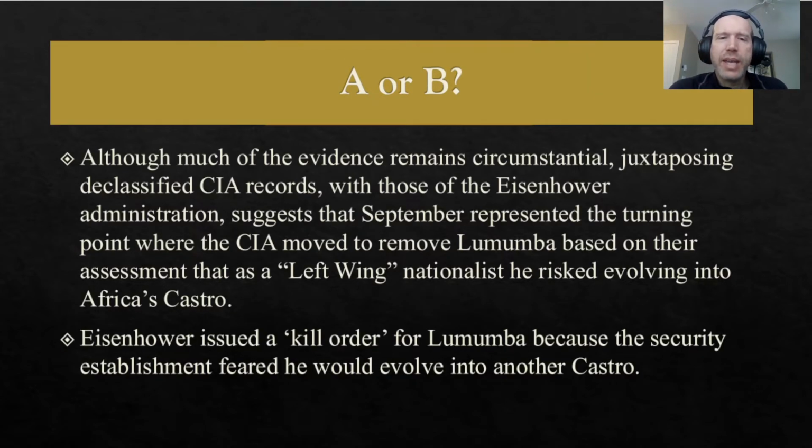So we'll play a little game again, A or B. A: Although much evidence remains circumstantial, juxtaposing declassified CIA records with those of the Eisenhower administration suggests that September represented the turning point where the CIA moved to remove Lumumba based on their assessment that as a left-wing nationalist, he risked evolving into Africa's Castro. So one of the documents actually alludes to that. I think it's Allen Dulles that's speaking. Okay, so that's obviously a very long thesis.